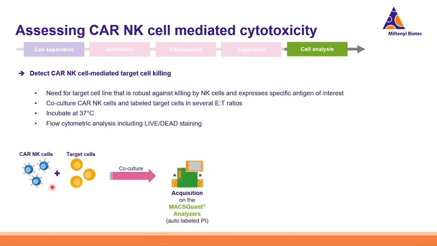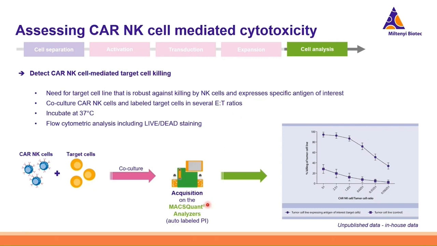And then, in an effector to target ratio dependent manner, of course, the killing capacity is analyzed, and all of this can be done in combination with the MACSQuant Analyzer. For example, to analyze the target cell killing, PI can be used for live/dead staining. And here you can nicely see the killing of the tumor cell line, which expresses the antigen of interest recognized by the CAR NK cells, and then the control cell line. And this is, of course, effector to target cell ratio dependent.